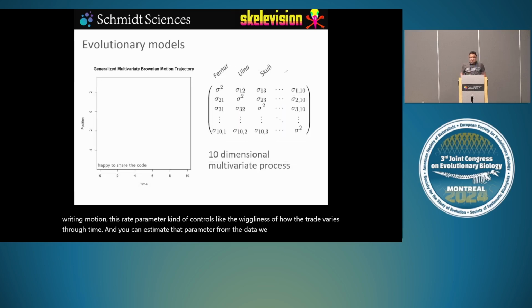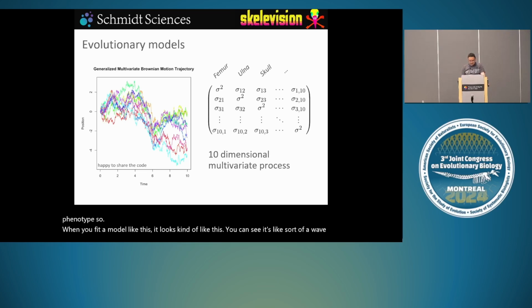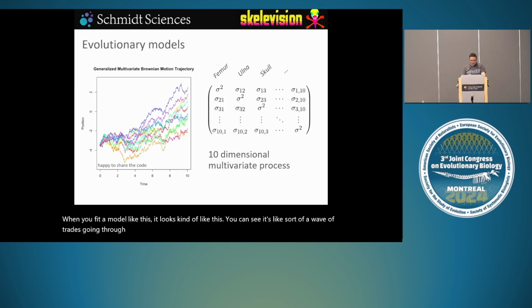We can extend this to multivariate data by conceptualizing what's called a variance-covariance matrix, where the diagonal represents the individual trait variances, and the off-diagonals represent the trait covariances, so the evolutionary covariances of the phenotype. So when you fit a model like this, it looks like this. You can see it's like a wave of traits going through time. Here's just a couple of little cartoons.